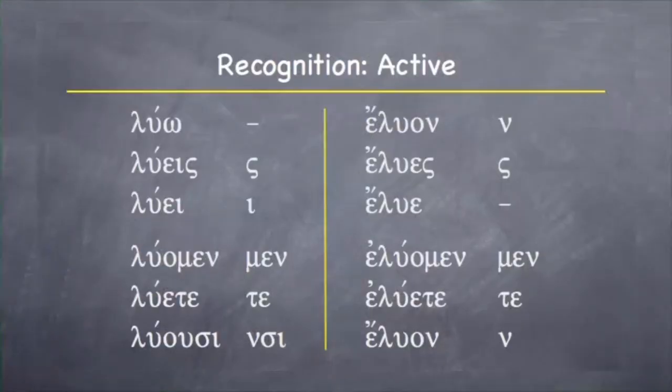Let's spend a little bit of time comparing the primary and the secondary endings here in the active. And again, take a look at these charts and just keep asking yourself, okay, what's similar, what's different, what am I going to be able to see easily, what's going to confuse me? And just spend some time in the chart and you'll be able to figure this out pretty easily. First person singular is pretty straightforward. In the primary, there's no personal ending. In the secondary, there's nu.